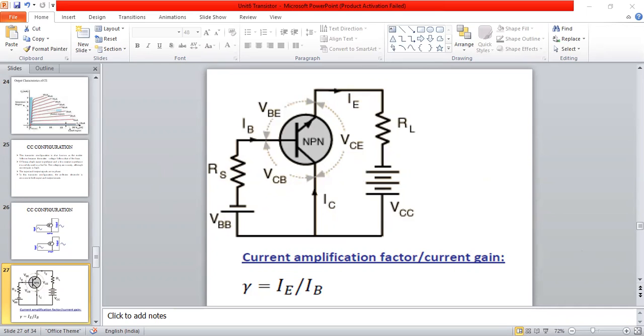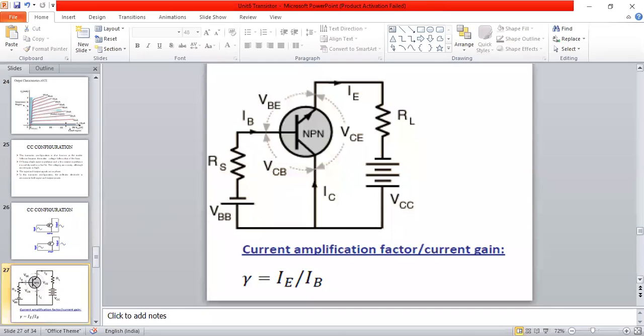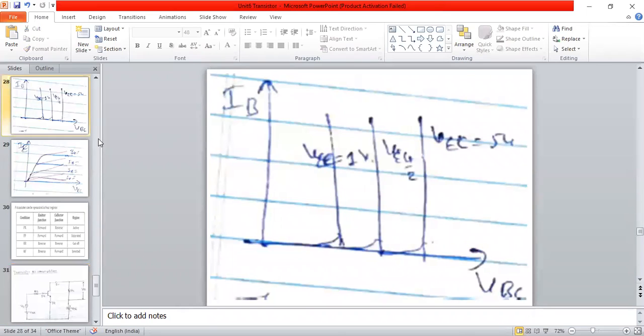I will show, just a minute. Actually it is not available in the textbook, but when I was doing my project at that time, I drew this one. See here, this is the input characteristics. VBC is there, only a little change here.